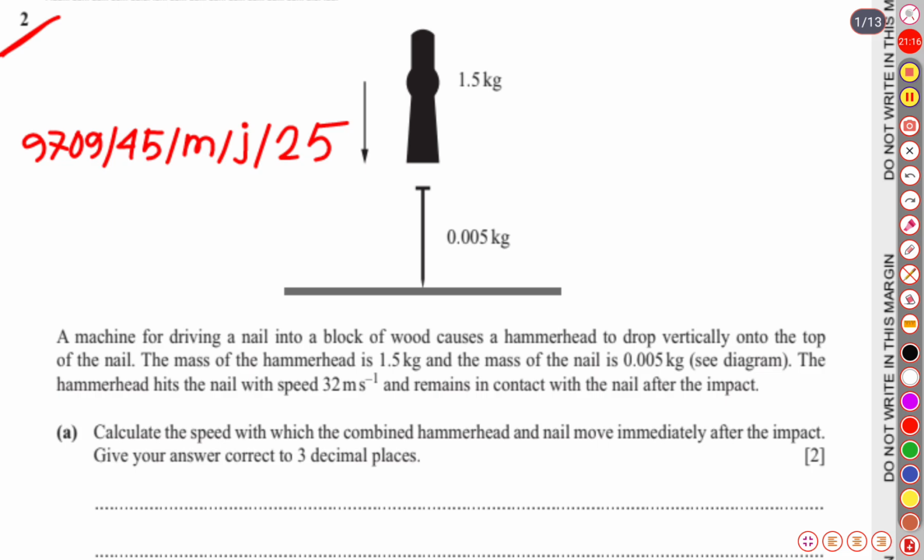A machine for driving a nail into a block of wood causes a hammerhead to drop vertically onto the top of the nail. The mass of the hammerhead is 1.5 kg and the mass of the nail is 0.005 kg. The hammerhead hits the nail with speed 32 meter per second and remains in contact with the nail after the impact. Calculate the speed with which the combined hammerhead and nail move immediately after the impact. Give your answer correct to 3 decimal places.